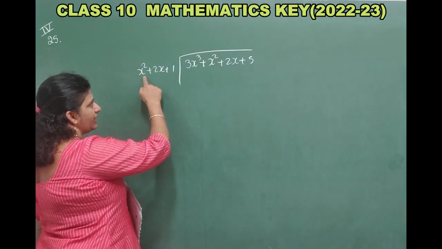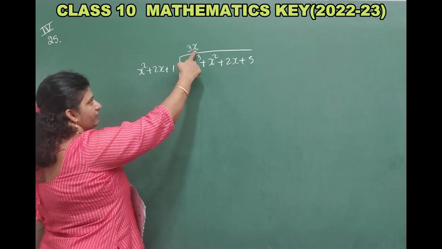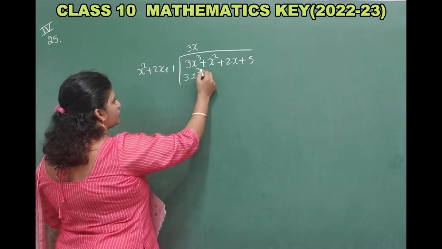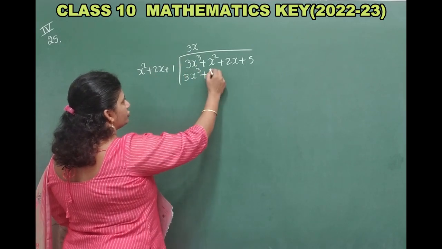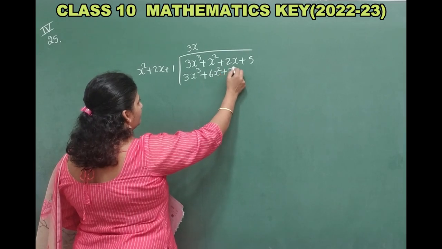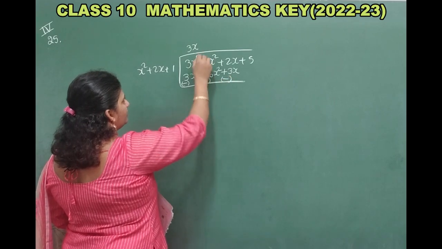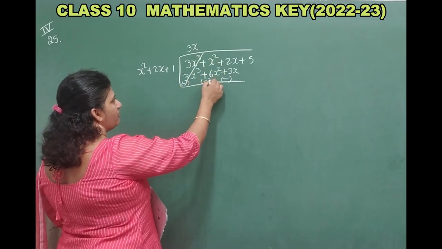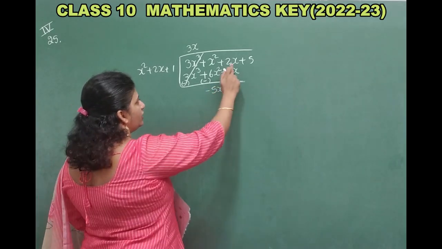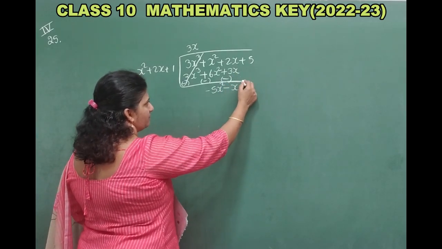Let us divide the polynomials. 3x cube by x square, it will be 3x. If you divide, you are going to be left with 3x. With 3x multiply: 3x into x square is 3x cube, plus 3x into 2x, it will be 6x square, plus 1 into 3x will be 3x. Subtract, change sign, cancel. x square minus 6x square, it will be minus 5x square. 2x minus 3x will be minus x. Bring this down, plus 5.